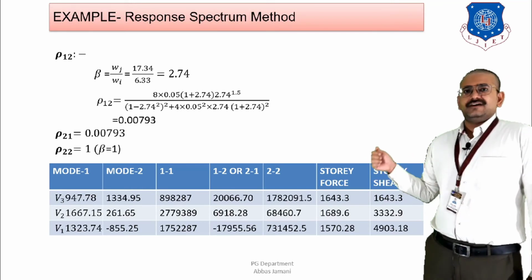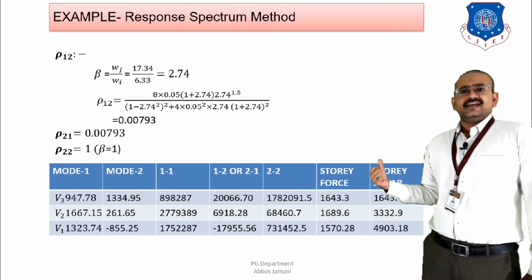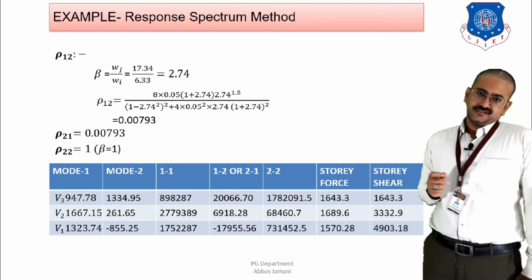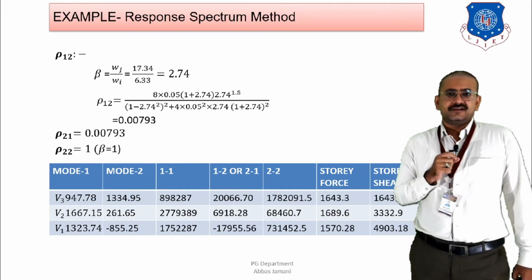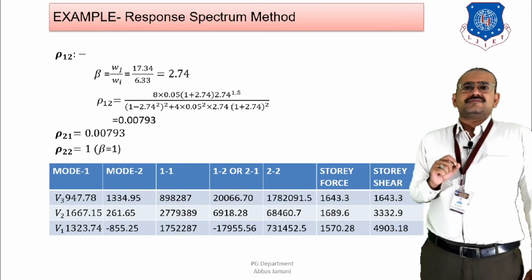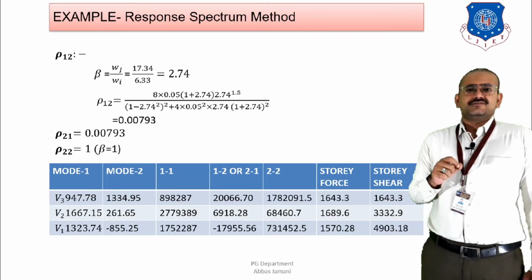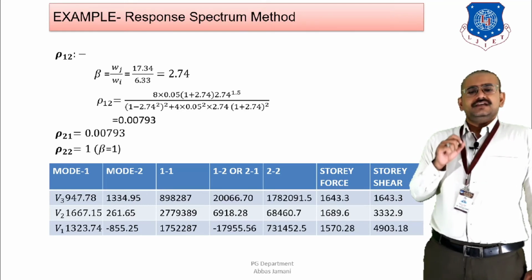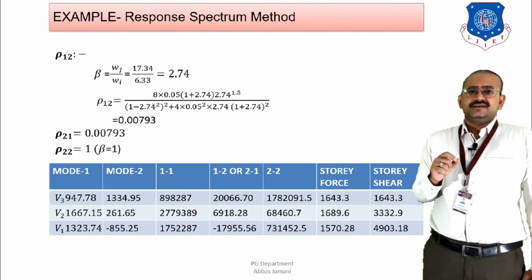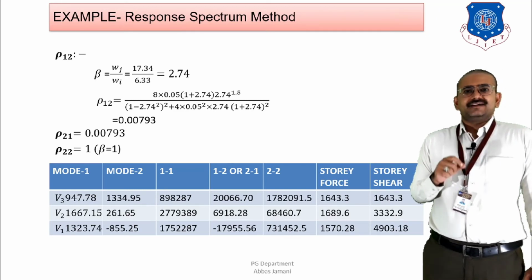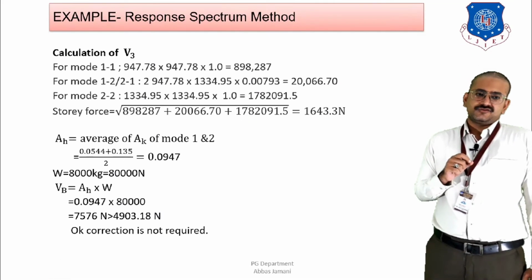So this is how the value of story force and story shear can be calculated based on the CQC method, right? Individual values are also available to you, and the final value is also available to you. Now one of the checks that you have to perform is that this value of base shear should be equivalent to or greater than the actual value that you have obtained from the analysis. If it is not, then the correction factor has to be applied.